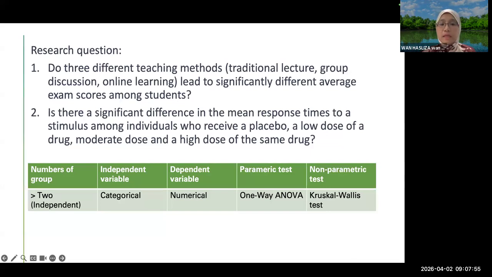So if you look here, if data is normally distributed, I have to use one-way ANOVA. If data is non-normally distributed, I have to use the Kruskal-Wallis test.